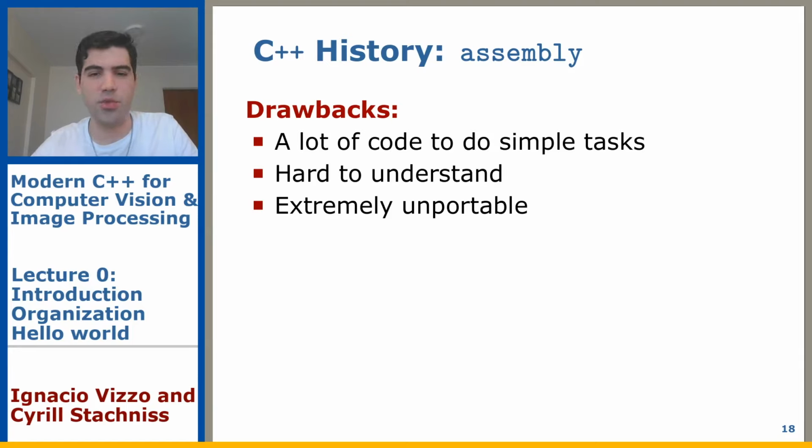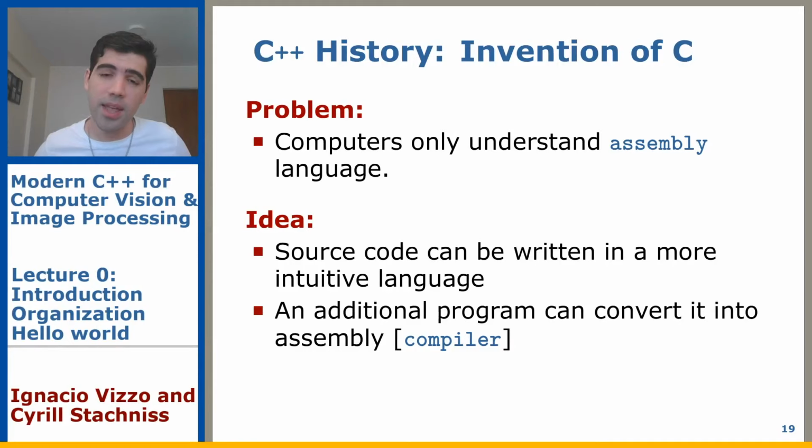And then you will have a lot of code to do really simple tasks like this Hello World. It's really hard to understand, and the thing about assembly is that it strictly depends on the processor you are targeting. So the assembly language will be different for an AMD processor than an Intel processor. This is one of the biggest drawbacks. And that's why people came up with the idea of getting a better language like C.